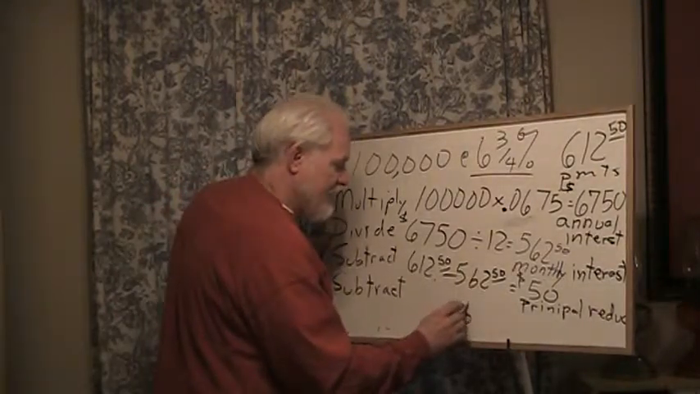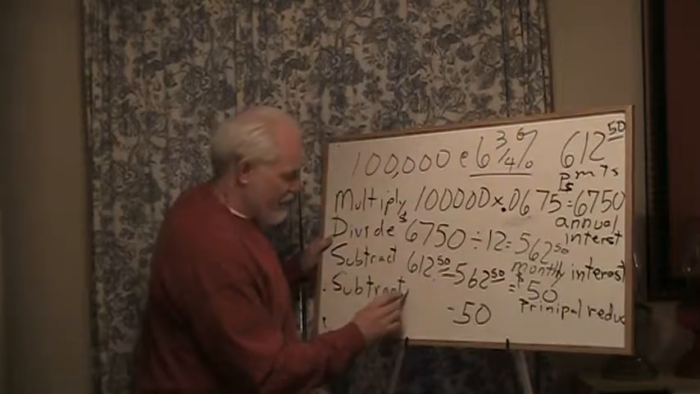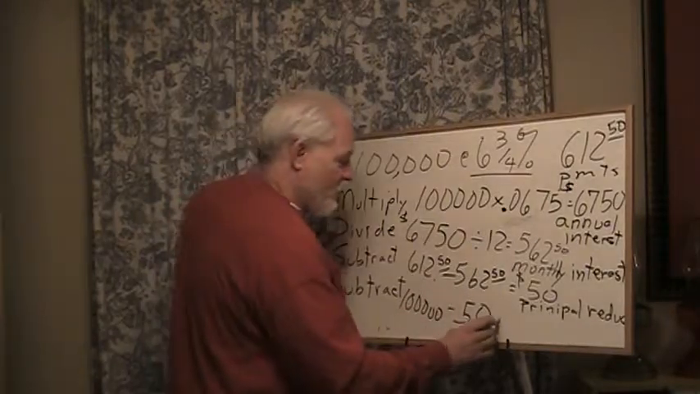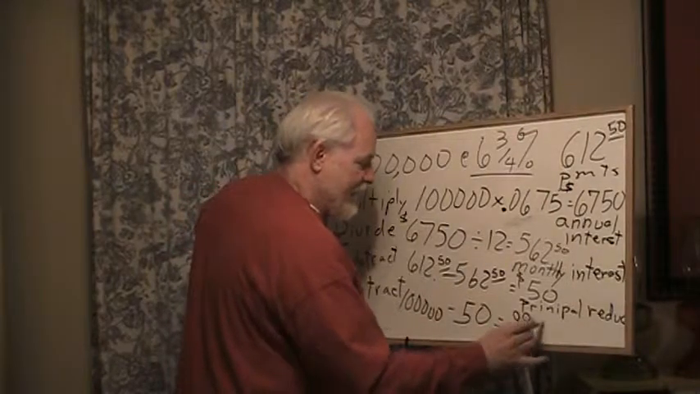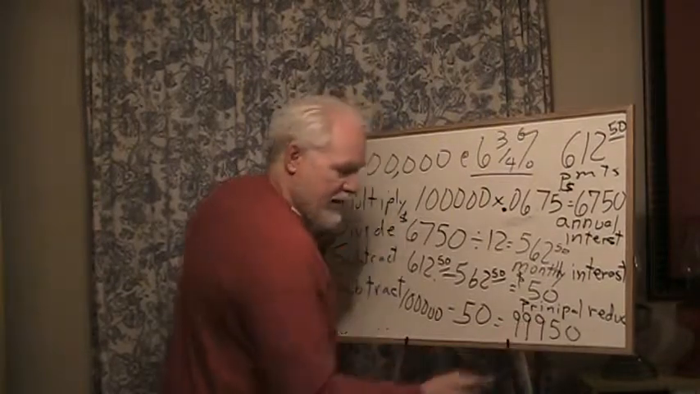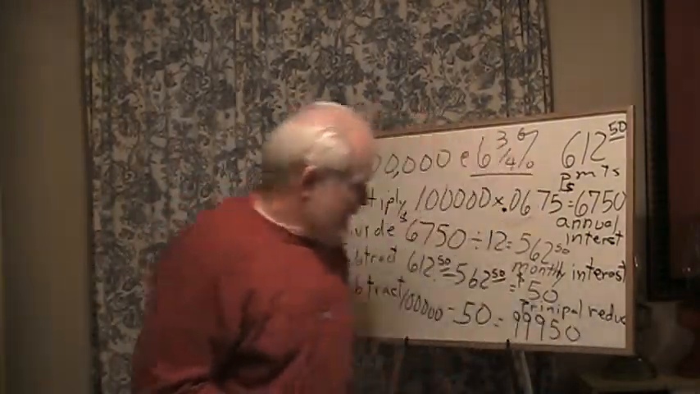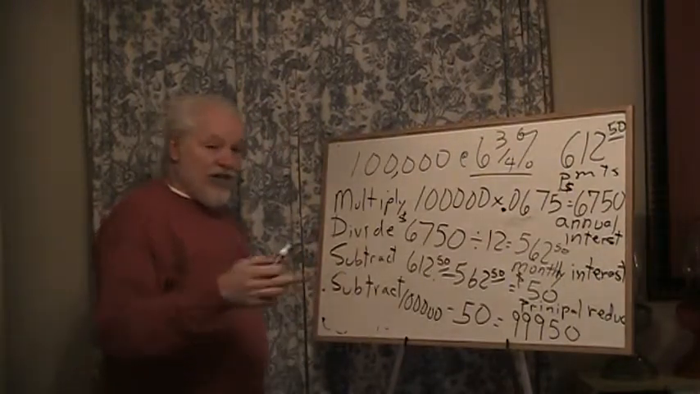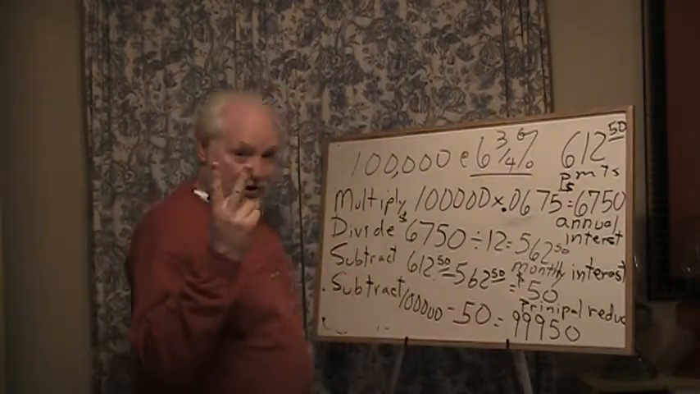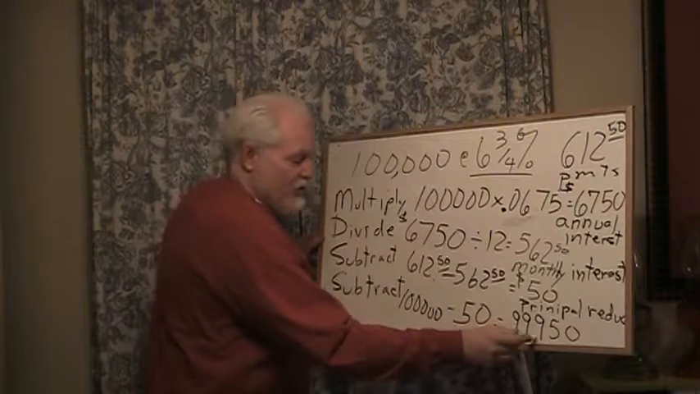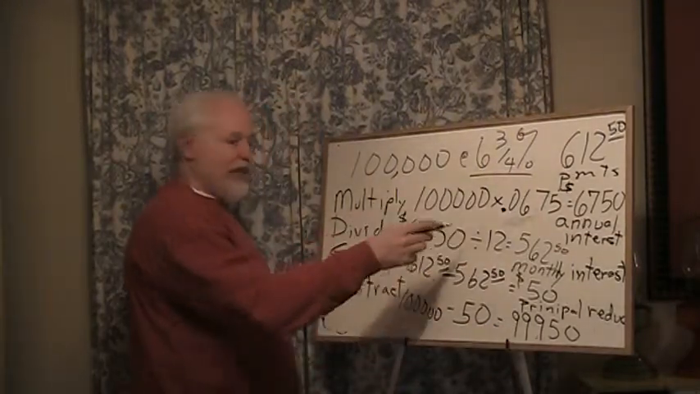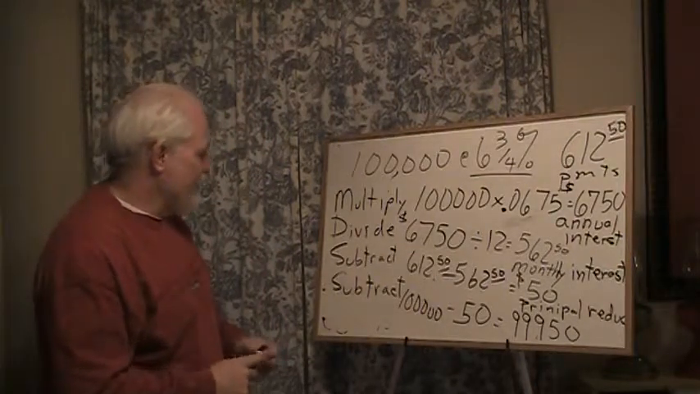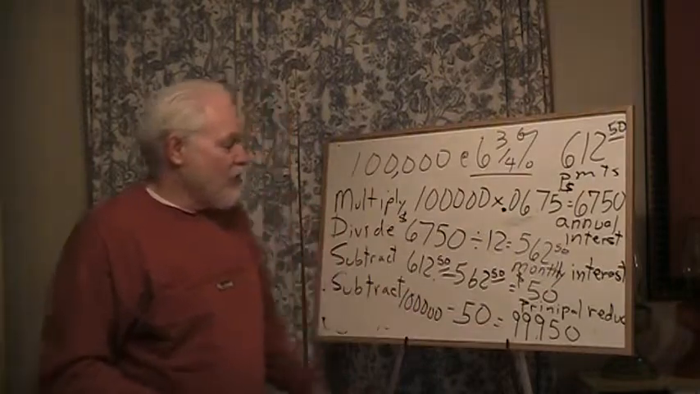So the last step is to subtract the $50 from the $100,000, and after one payment we owe $99,950. Now, if the question should ask you what's the balance after two payments, what do you do? Start with this number and do the same thing again. Do the same thing again if it asks you after three. I don't think it will, but that's our balance after one payment.